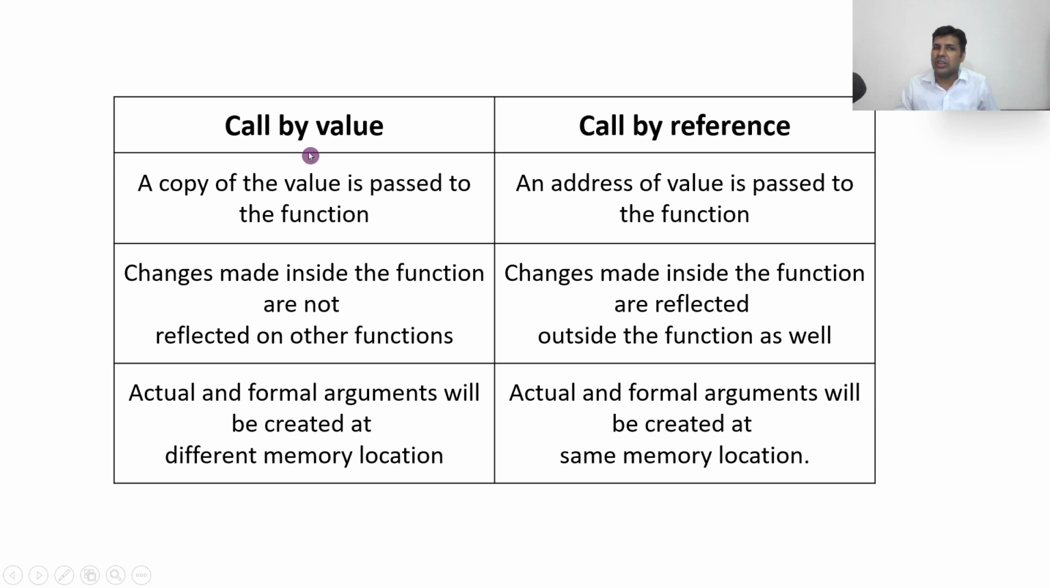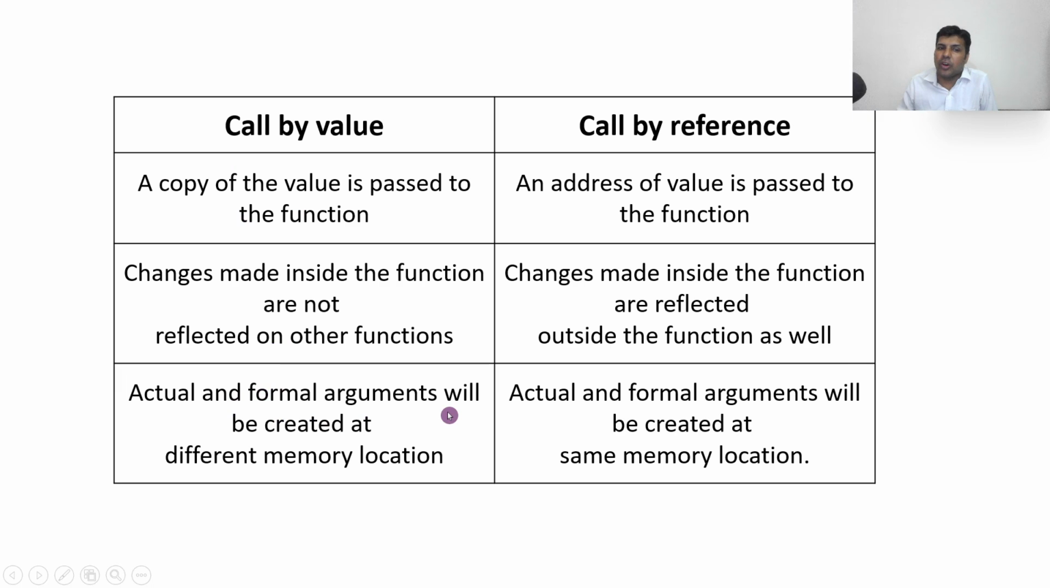Let us see the difference between call by value and call by reference. A copy of the value is passed to the function. Here the address is passed to the function, right? Here, changes made inside the function are not reflected in the other function. Changes made inside the function are reflected outside the function as well. So if you make any changes, it will automatically affect. Here it will not affect, right?